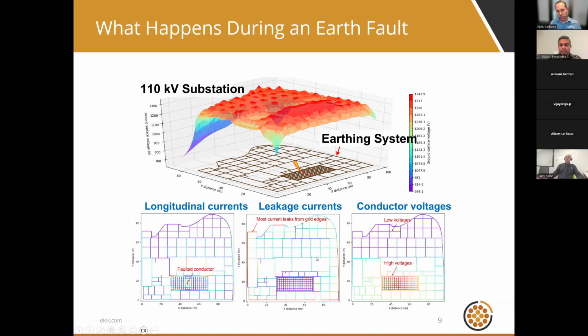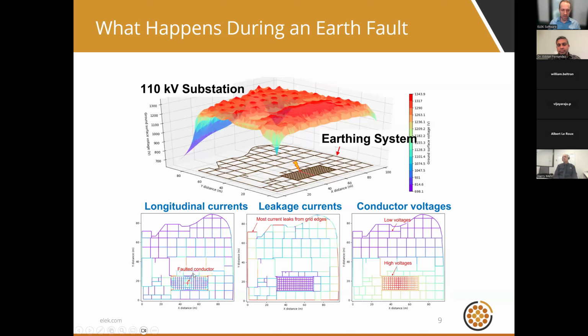The plot in the middle shows the leakage current. The conductors of the earthing system are in direct contact with the soil. The soil is a conductor, and a portion of the current is leaked or distributed into the soil via the surfaces of the conductors. I should have mentioned that the color of the conductors, red obviously means hot or high magnitude. So you can see the higher leakage currents occur around the edges of the grid.